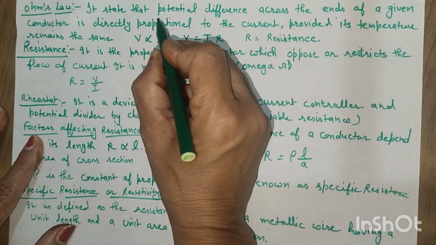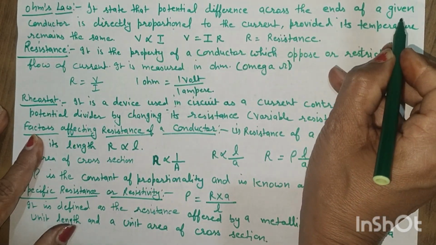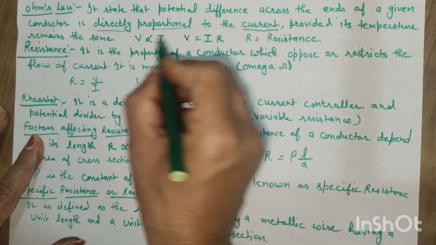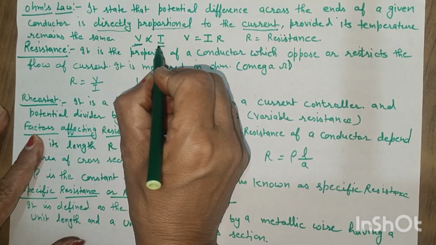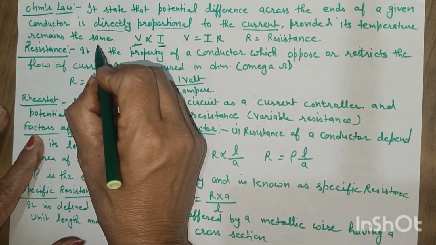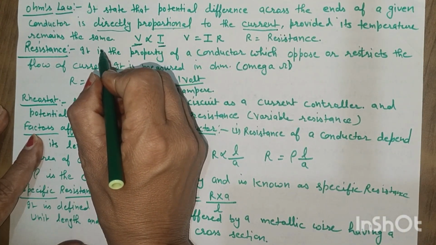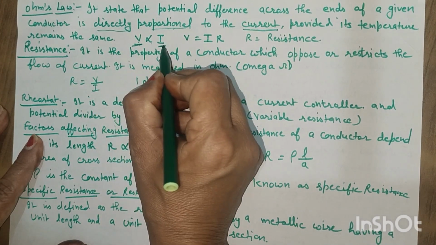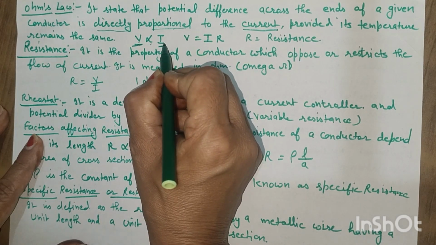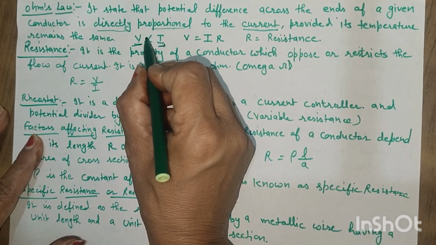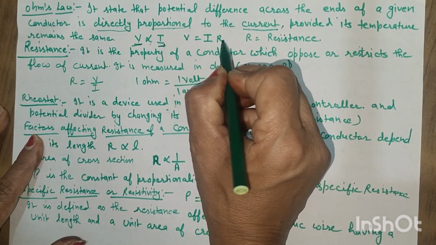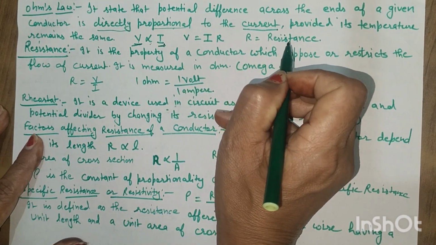Ohm's law states that the potential difference across the ends of a given conductor is directly proportional to the current. Potential difference V is directly proportional to the current I, provided its temperature remains the same. When we change the sign of proportionality, then V is equal to IR. R is the resistance.